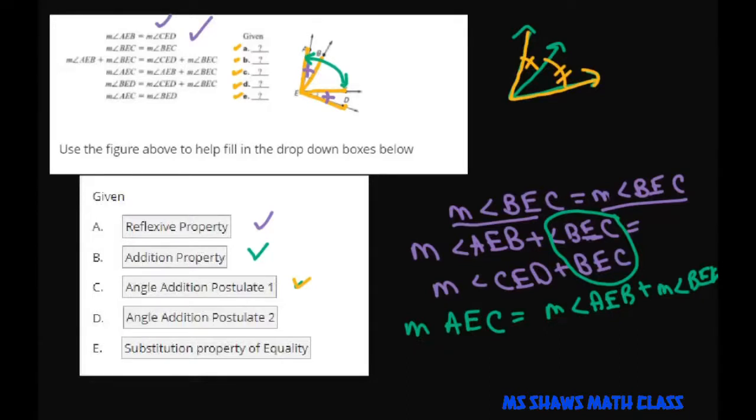And then you can do the same thing for the next line. Basically, we're doing the same thing. And then you substitute. So since we have these two, AEC and BED, then we can substitute and say that the measure of angle AEC equals the measure of angle BED. And that's that one.